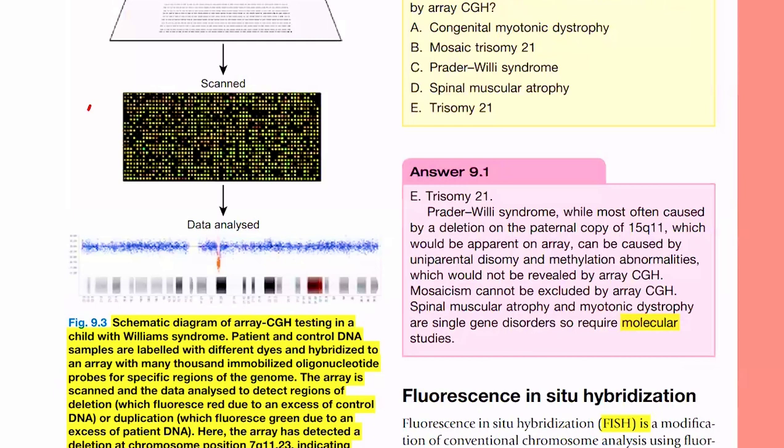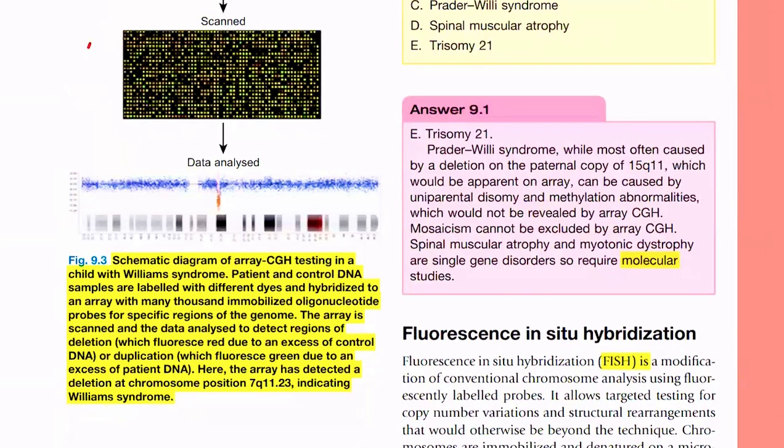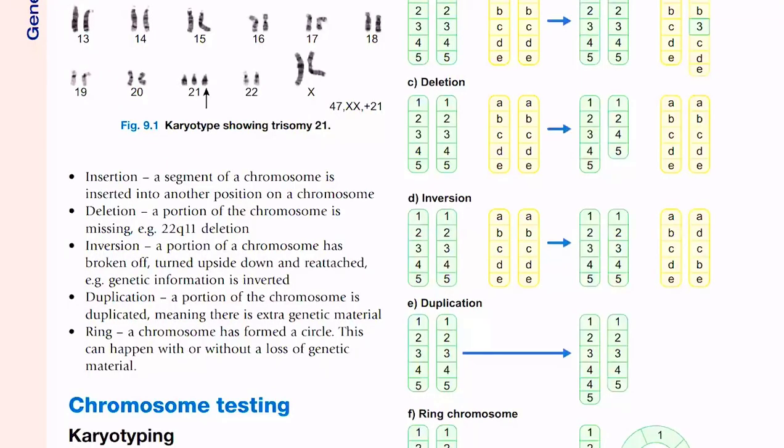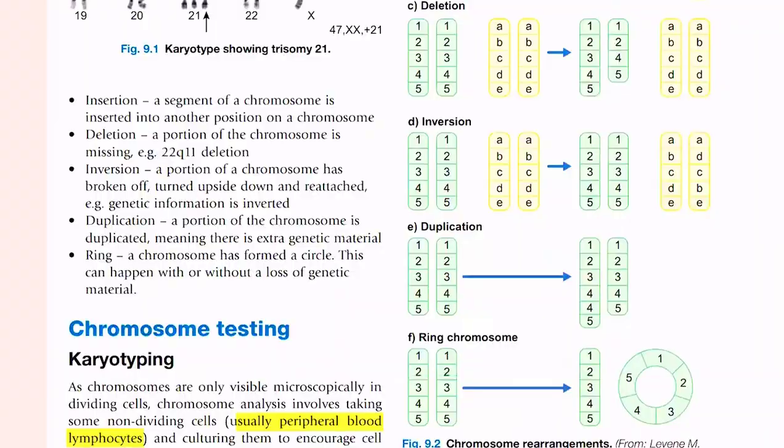I just wanted to tell you what the diseases are where FISH is the diagnostic investigation of choice. We must know what the diseases are where karyotyping is the investigation of choice. So they have told us here about chromosomal testing, where FISH is the investigation of choice, and which are the diseases where array comparative genomic hybridization is the investigation of choice.